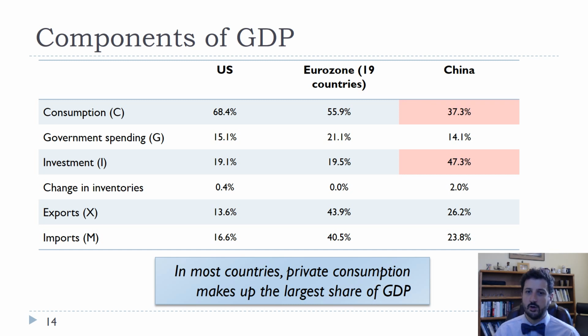So Europe as a whole has a slight trade surplus. They export a little bit more than they import, while the US has a trade deficit. We import a bit more than we export. Now, China is actually a little bit different, right?